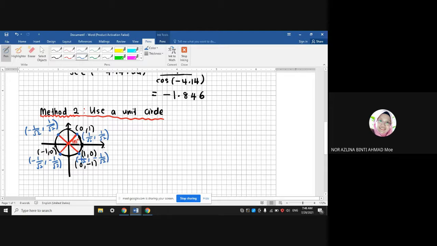Okay, now this is unit circle. The radius is 1 cm, but for 45 degrees, the coordinate is 1 over square root 2. Here also 1 over square root 2. Okay, now, sorry, this is x and y.